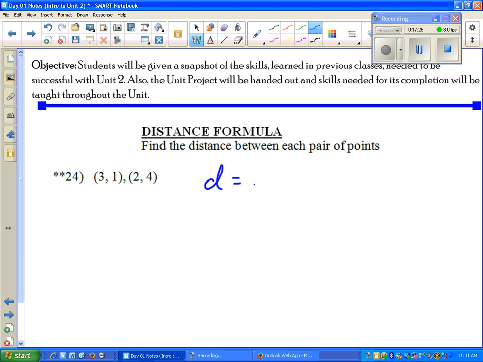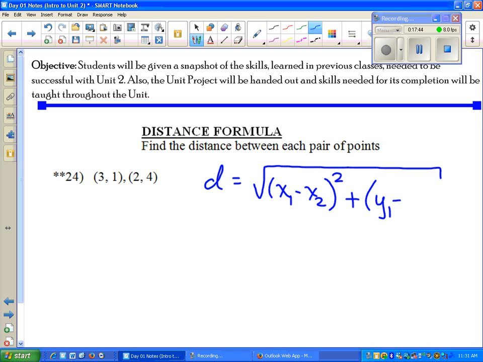My distance is equal to the square root of x1 minus x2 quantity squared plus y1 minus y2 quantity squared. The difference of my x's squared plus the difference of my y's squared. Take the square root of it.